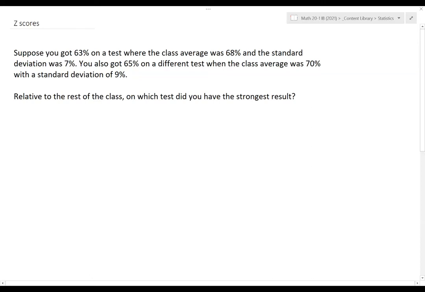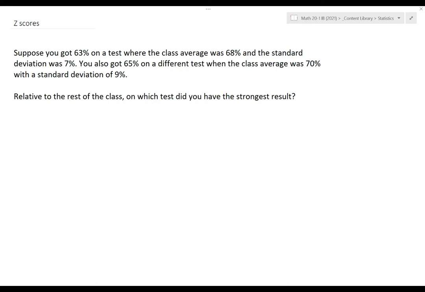Hello. In this video, we're going to look at the concept of a z-score. Z-scores are a way of comparing distributions with different means and different standard deviations. Let's say, for example, you have a test where you got 63% and the class average was 68 with a standard deviation of 7. And you got 65% on a different test when the class average was 70% with a standard deviation of 9%.